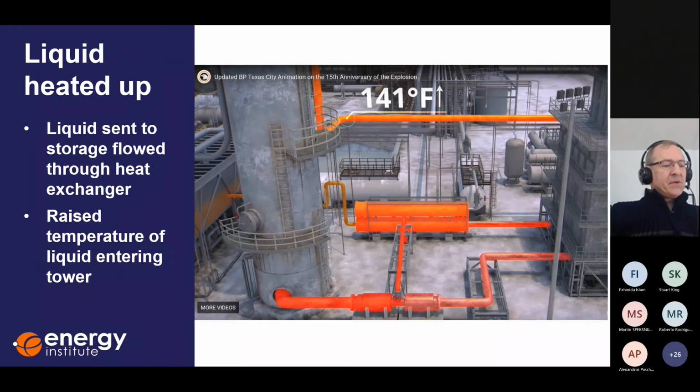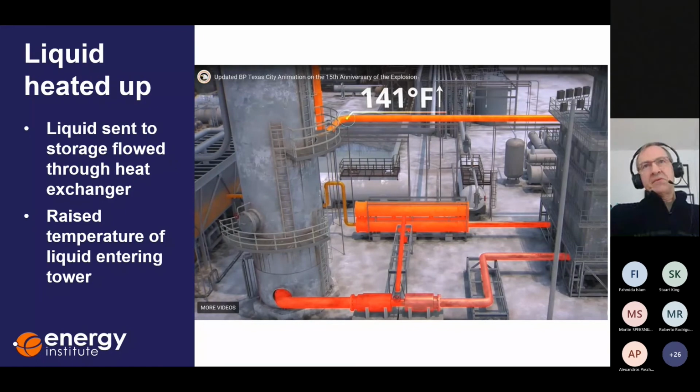Notwithstanding that, the operator did become concerned about the levels, turned off the furnaces, heated the raffinate, opened the pressure relief valve, and started to try to reduce the level at the bottom of the tower, as shown here by the red pipe at the bottom. They tried to direct some of the contents to storage tanks. Unfortunately, the outflow went through a heat exchanger, exchanging heat with the incoming liquid.